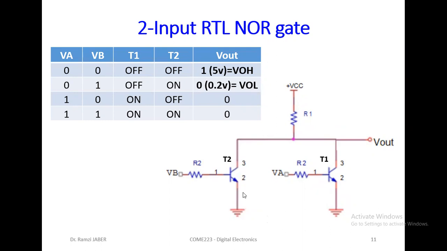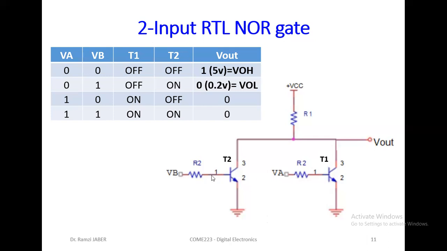So again, for A equal to 0, this transistor is off. For B equal to 1, this transistor is on. So the output is directly connected here. So the output equals the voltage VCE here, which is always for BJT 0.2 volt, the output low. The same in inverse. If B is 0 and A is 1, this off, this on, the same, 0.2, logic 0.